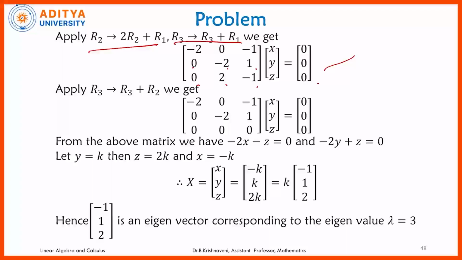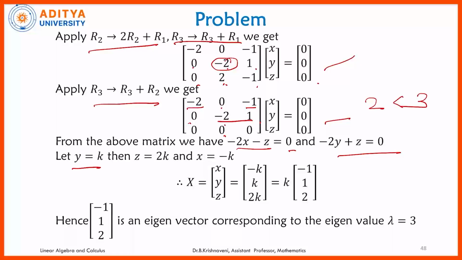Finally, fix this, make the entry below 0 using the operation R3 as R3 plus R2. So clearly here again the rank is 2, which is less than the number of unknowns. Write down the reduced system: minus 2x plus 0y minus z is equal to 0. And from the second row, 0x minus 2y plus z is equal to 0.